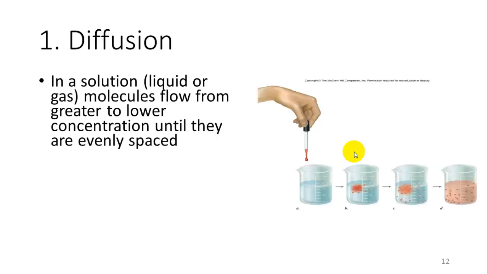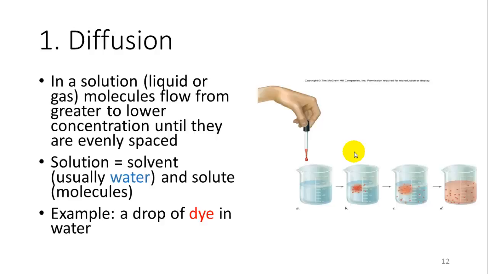So diffusion in a solution, where you have a solvent, which would usually be water, and solute, which is whatever is diffused, whichever is dissolved into the water. And if things are diffusing, it will, again, like we said, diffuse from a greater to lesser concentration until they even out. So an example is a drop of dye in water. If you put food coloring in water, it will first start to look concentrated where the dropper is, and then over time it will all spread out to where all of the water has the same color.